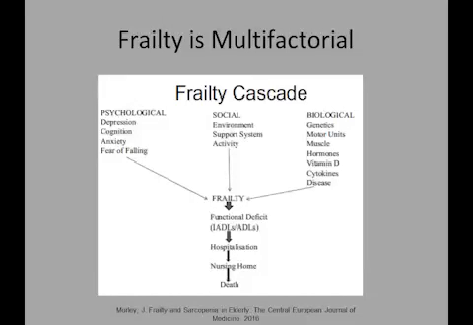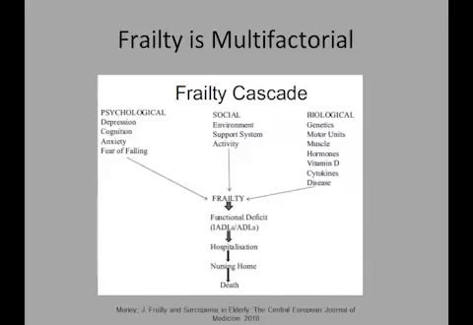Now, frailty is multifactorial. There isn't a unifying pathway to get to it. So there are psychological factors, social factors, and then biological factors. The psychological factors would be like depression or cognitive impairment, anxiety, things that maybe keep people from being as active and being engaged as they otherwise would be. Social factors are environmental. Maybe they live in a place where they can't get out and walk. Maybe they live in a place where they can't have quick, easy accessibility to protein-rich foods. Maybe they have a poor support system.